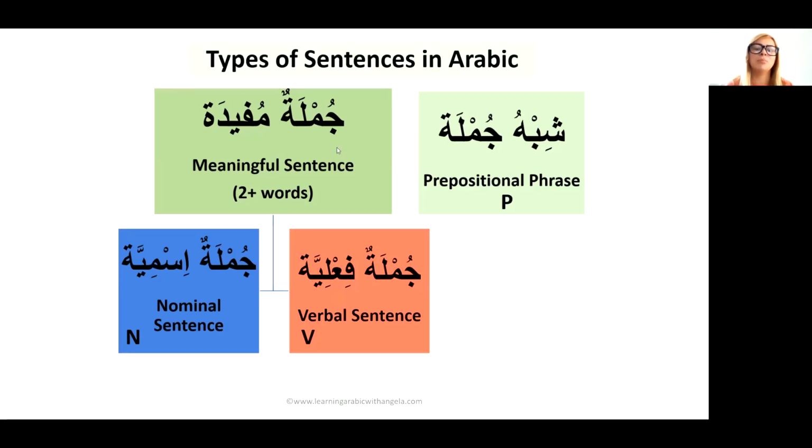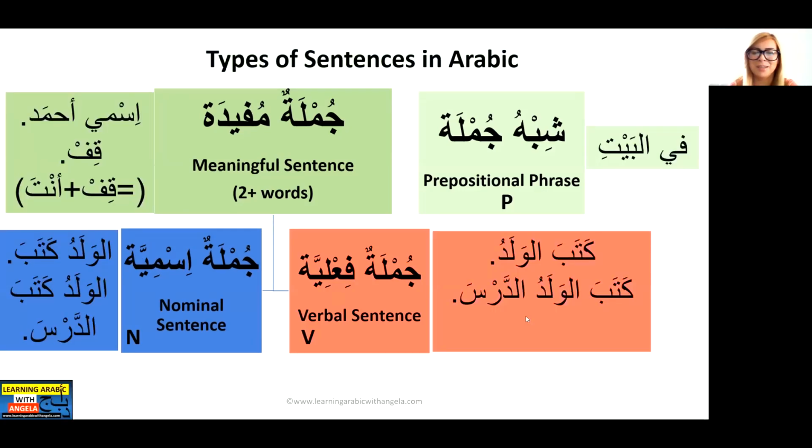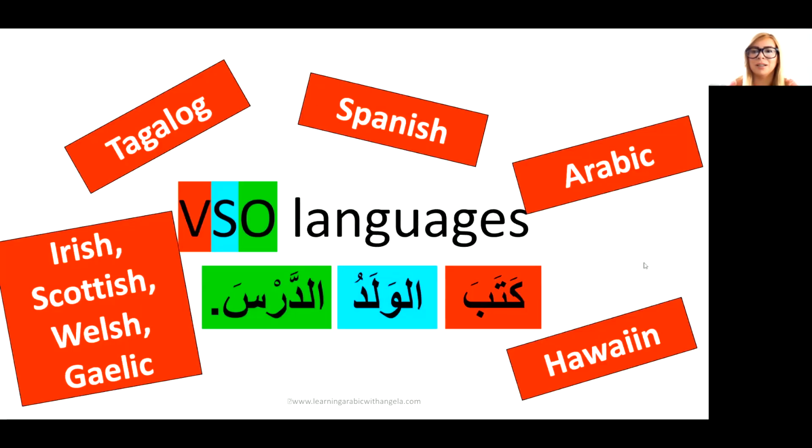So when it comes to a meaningful sentence, like a full sentence, we have two types, a nominal sentence and a verbal sentence. So nominal sentence, جملة اسمية, verbal sentence, جملة فعلية. What do we mean by that? And why do you even need to know that? Okay, so I will come back to this, but first, let me show you.